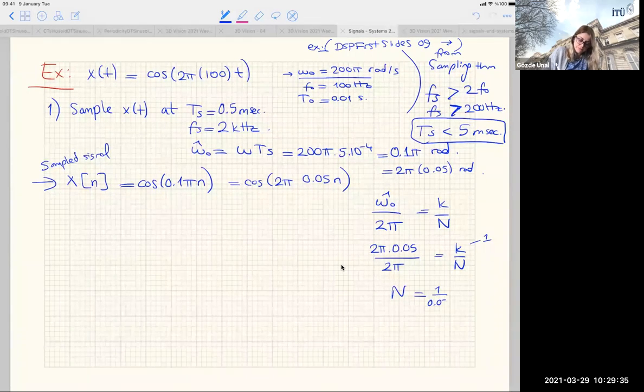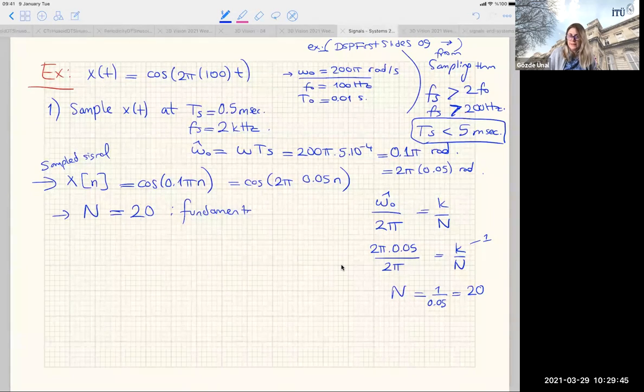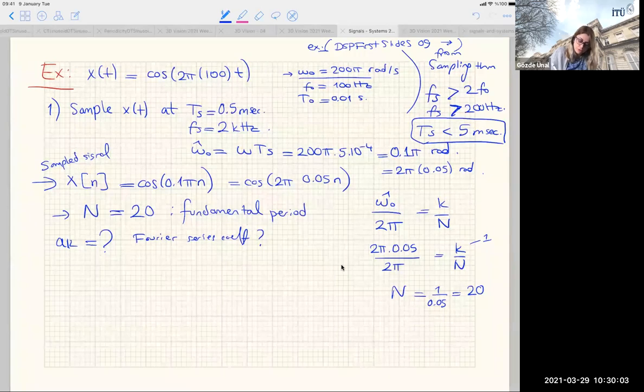So I can say my fundamental period, capital N, is 20. I want to know the a k, the Fourier series coefficients. We want to calculate these, so let's apply our definition.